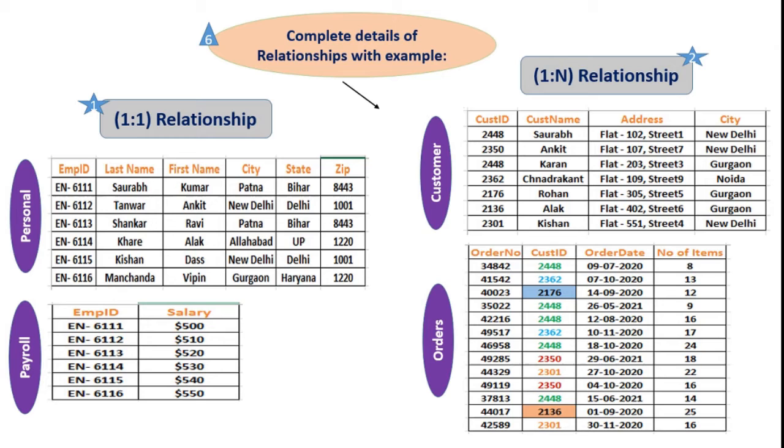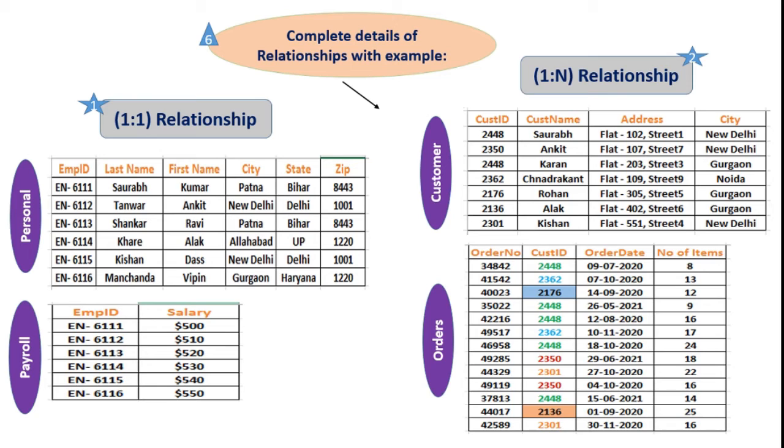Here again, let's suppose we have taken two tables. The first is the customer table, and the second is the orders table. The customer table contains personal information of each customer uniquely based on customer ID. It is obvious that each customer will have only one unique customer ID, right? In the customer table, we can see the four fields I have taken: customer ID, customer name, address, and city, right?